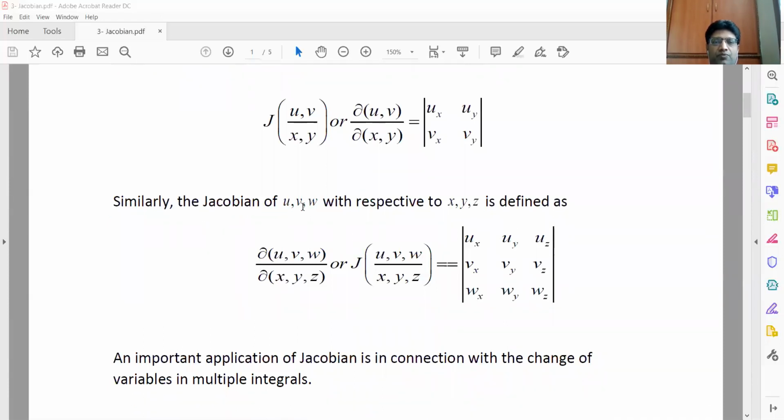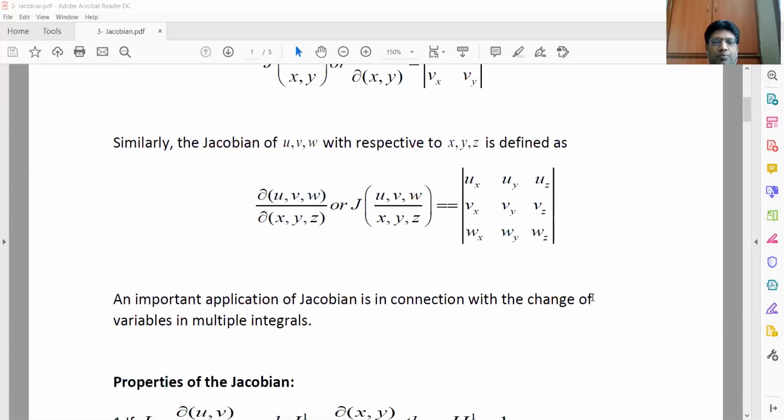Similarly, the Jacobian of u, v, w, where w is another variable, with respect to x, y, z is defined as like this. The same notation, here two variables, here three variables. So therefore here it is a 2 by 2 determinant, here it is a 3 by 3 determinant. So u sub x, u sub y, u sub z. Next v sub x, v sub y, v sub z. Next w sub x, w sub y, w sub z. So the important application of this Jacobian we'll see in multiple integrals in the concept of change of variables.